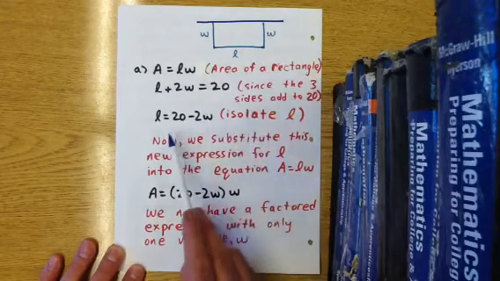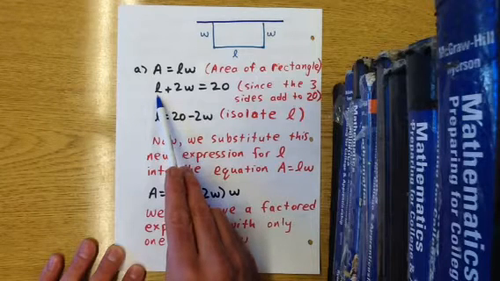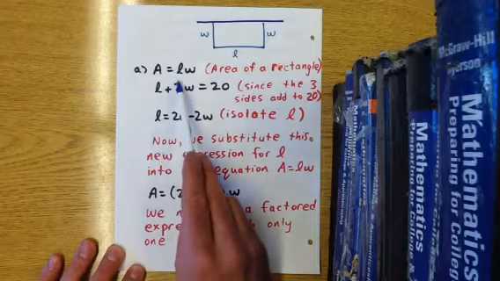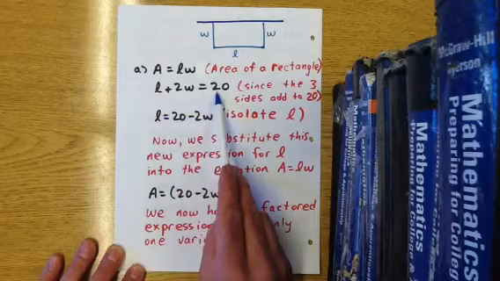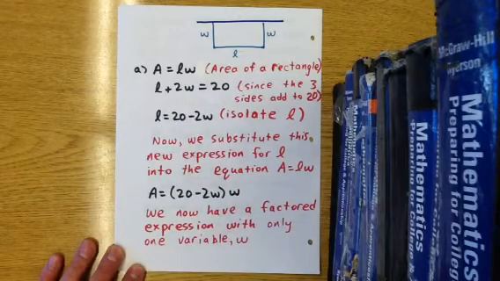Okay? Now, what we're going to do next is isolate the L here. And there's a reason for that. We want to eventually substitute a new expression for L into this equation. So, isolating the L, we get 20 minus 2W. So L is equal to 20 minus 2W.